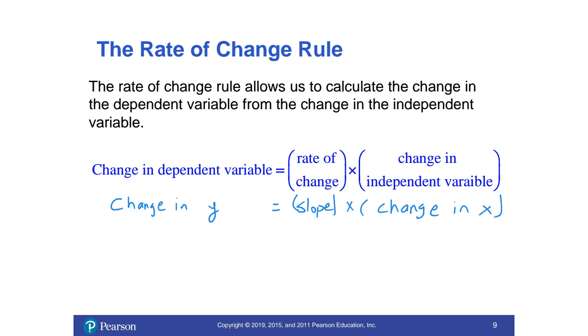Now, change in y is just y2 minus y1, slope is written as m, and change in x is x2 minus x1. So this is what's known as the point slope equation for a line. But we can actually figure some things out from problems just by regarding it in these words, where the change in the dependent variable is the rate of change times the change in the independent variable.